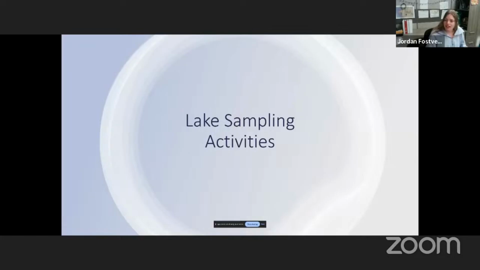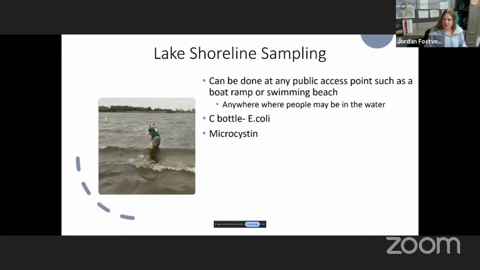Now we'll get into the different lake sampling activities. The first one is lake shoreline sampling. This can be done at any public access point, such as a boat ramp or a public swimming beach, anywhere where we think people will be swimming or recreating in the water. We test for the C bottle, E. coli, and microcystin at these areas because both of those things have a human health risk. So where people will be in the water, we want to look at those.